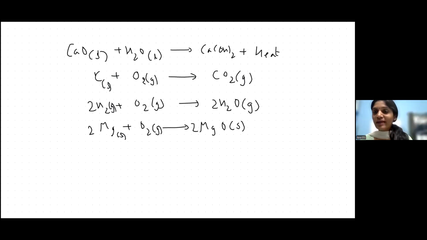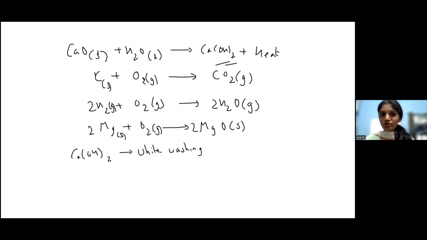In the combination reaction section, you have one more reaction, which is not a combination reaction. It is a continuation of your first reaction. Calcium hydroxide is used for whitewashing. This is mentioned in NCERT along with calcium hydroxide, because calcium hydroxide is used for whitewashing.